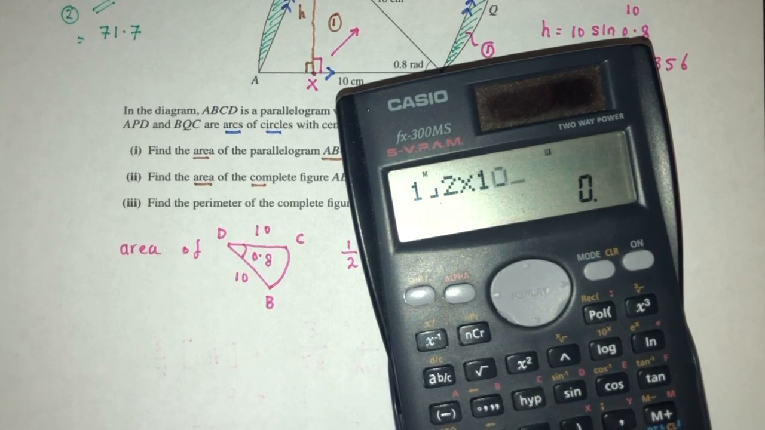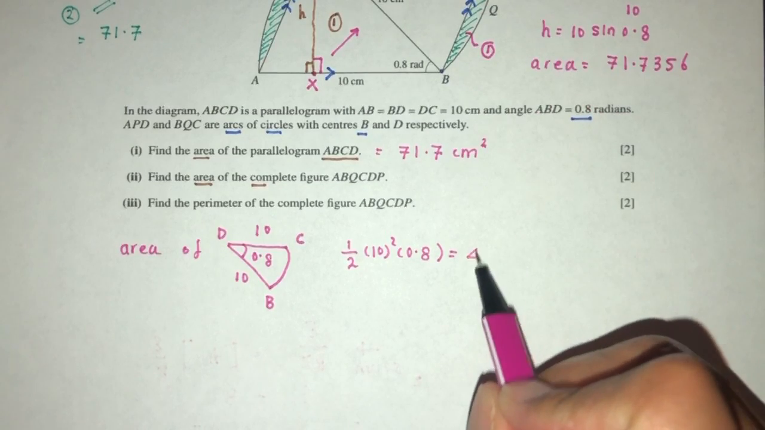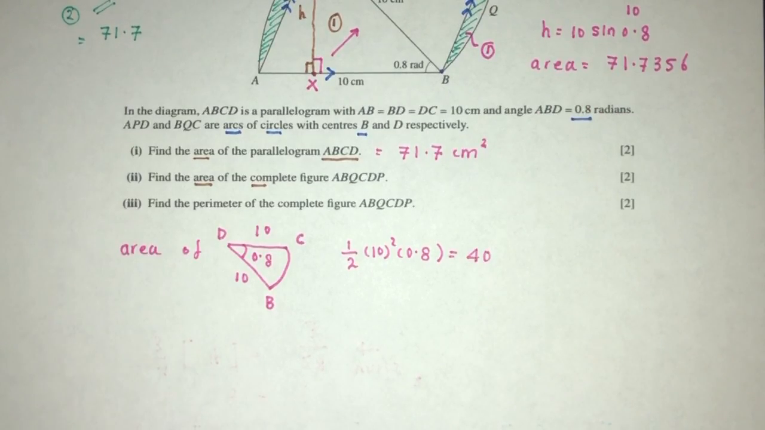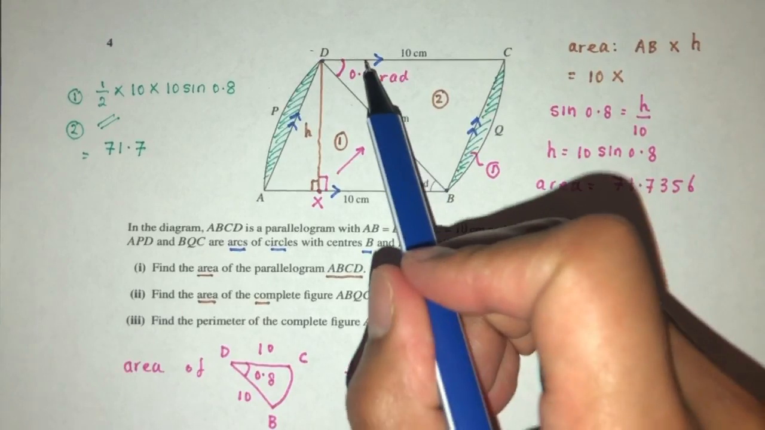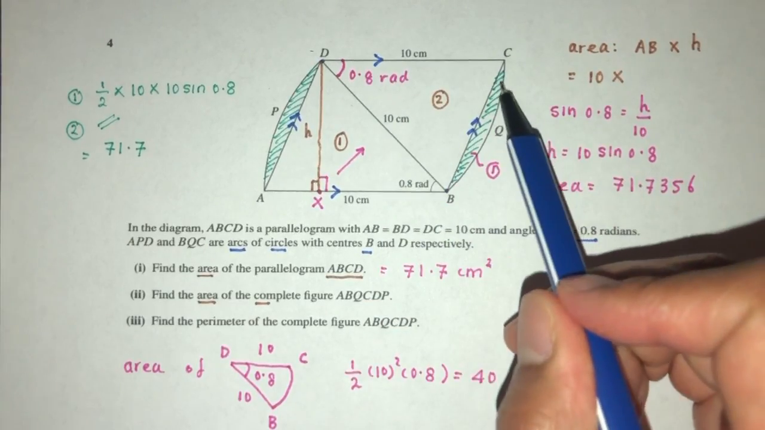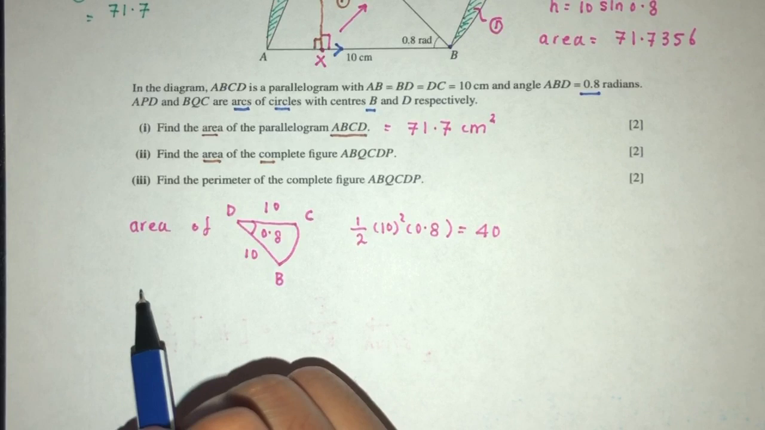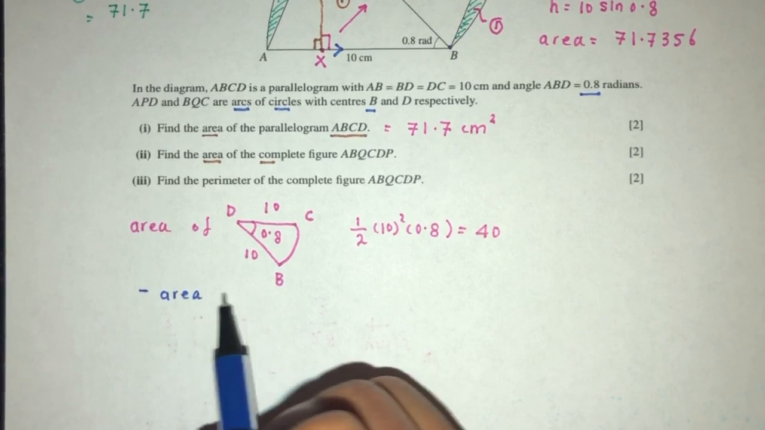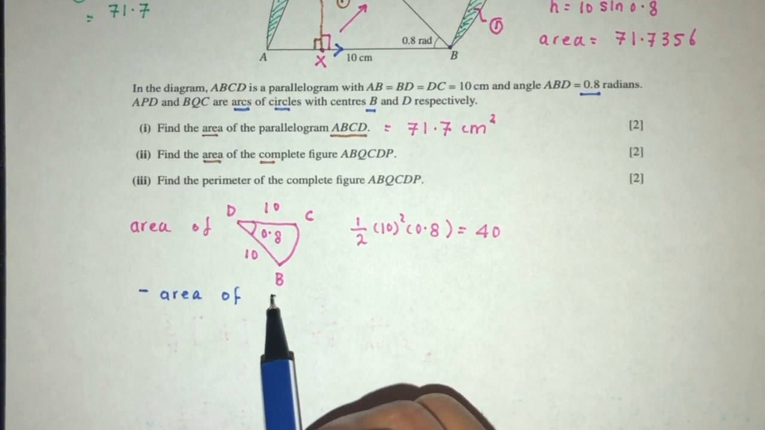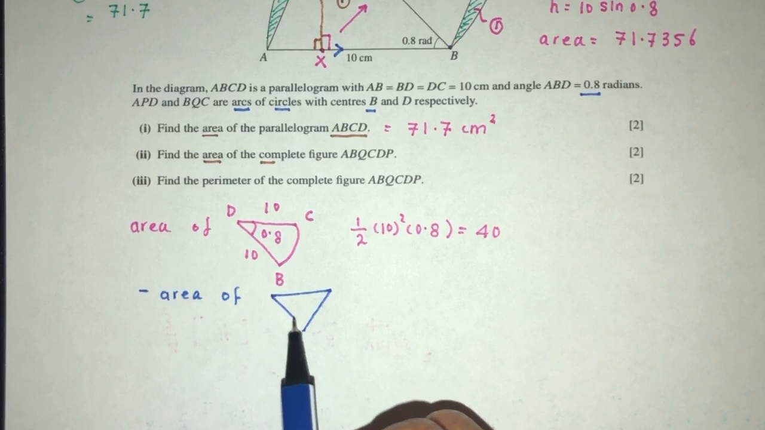Half times 10 squared times 0.8. That should be 40. Now, from this point on, I need to remove the area of the triangle so I can have this one only remaining. So remove the area of the triangle. Triangle is this, this, and this.